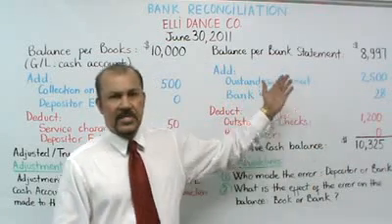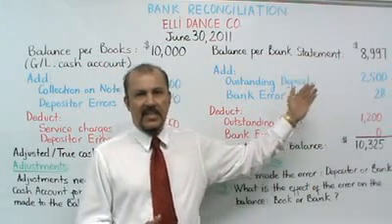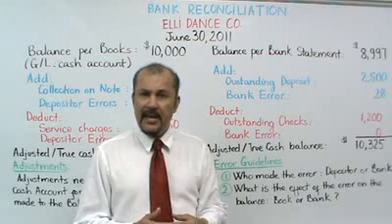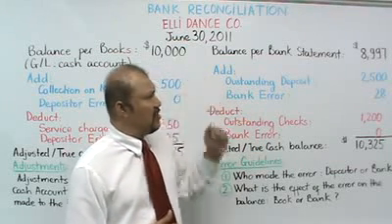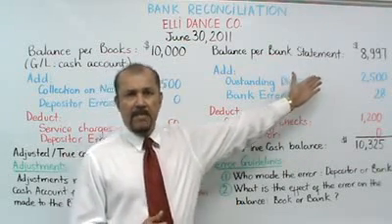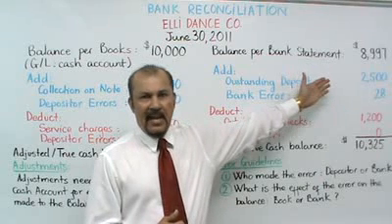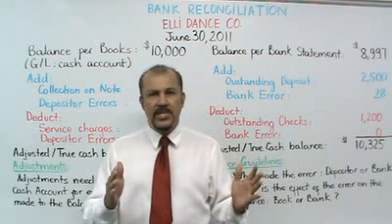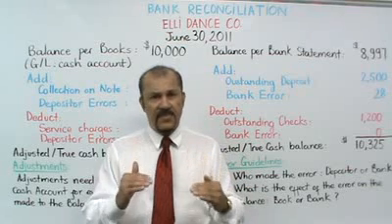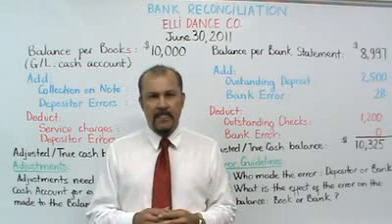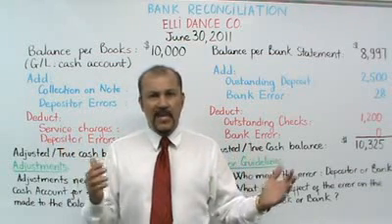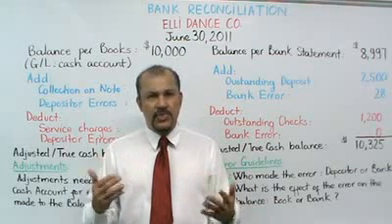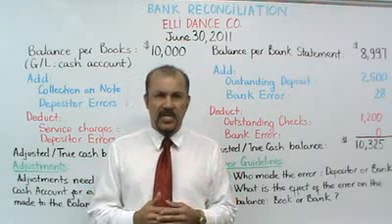Next, Ellie also gets a bank statement from her bank that shows how much money she has in her bank account as of the same date, June 30th. And in this case, her bank balance reflects a balance of only $8,997. So two balances for Ellie Dance Company as of the same period, June 30th. So the question then is, which of these balances is correct? What is Ellie's true cash balance as of June 30th?